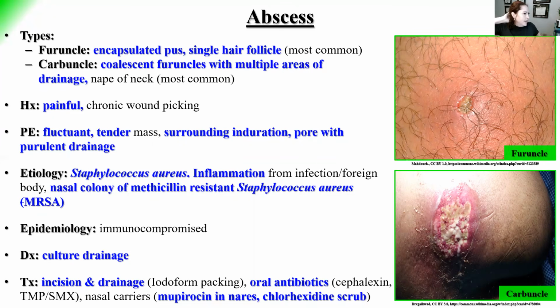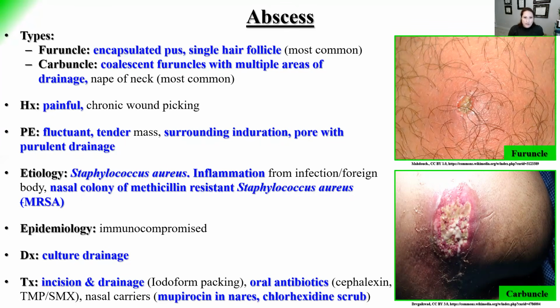The nape of the neck, at the back of the neck, is going to be the most common location for that. These are very painful in nature and associated with people who chronically pick at their wounds. Abscesses are fluctuant. They're kind of bouncy. You can feel the pus underneath that. They're tender. They may have surrounding induration or thickening of the skin. The pore may have this purulent drainage like you can see in both of those pictures here.